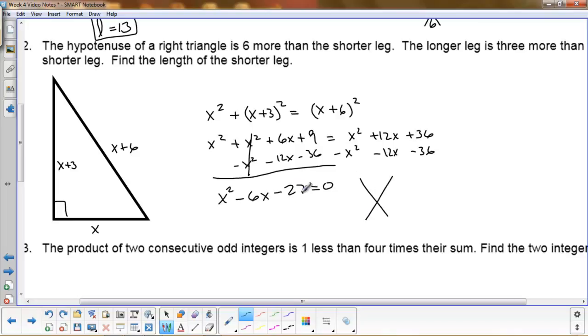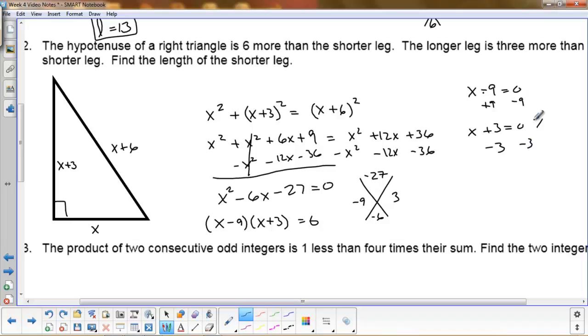Looking for the two values that multiply together to make negative 27 and add up to negative 6. That'll be negative 9 and positive 3. The factored form of this becomes x minus 9 times x plus 3. I'm going to set each one of them equal to 0 and solve for x. And again, in real life, we cannot have negative side lengths of real life objects. So our final answer is going to be x equals 9.